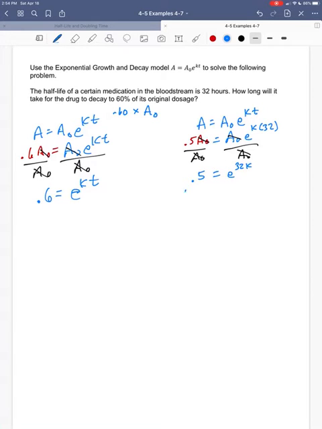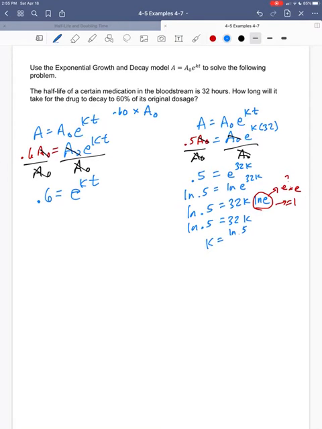I can take the natural log of both sides. The reason I'm doing that is because now I can bring the exponent down in front. The little trick with that, of course, is when I have the natural log of e, that really says e to what power is e, and so that whole thing is really just equal to 1. So then I'm just going to solve by dividing by 32. So I'll get natural log of 0.5 divided by 32.